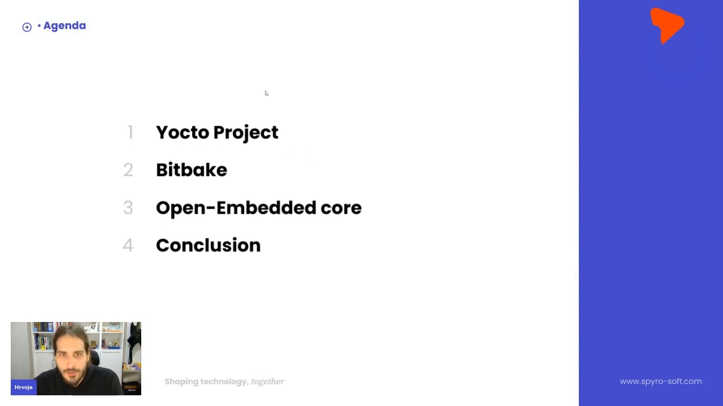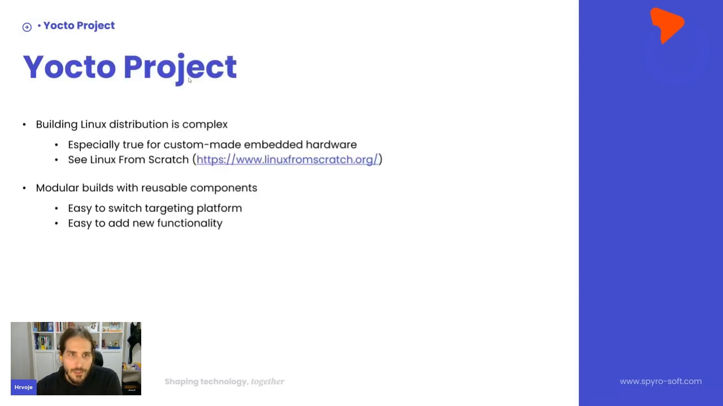Okay, so these are the topics I picked for today. First, I'll give a little introduction to Yocto project and what components it contains. Then we'll go into the BitBake, and then we'll cover Open Embedded Core and how, in combination with BitBake, it can be used to build Linux systems. And in the end, there will be a short conclusion.